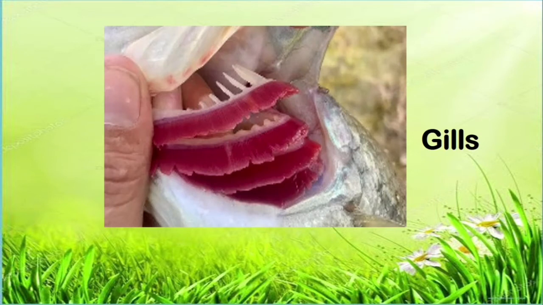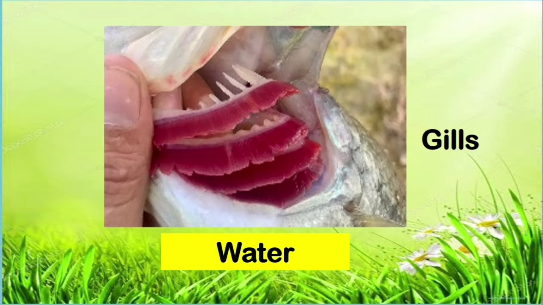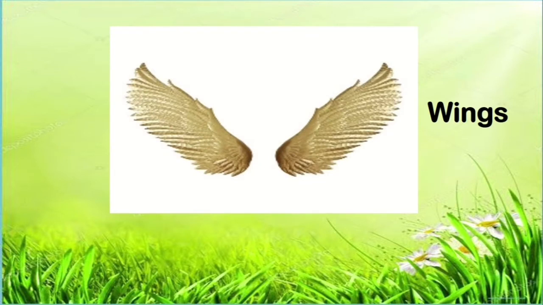Another one, it's gills. Very good. It lives in water. And the last one is wings. Well done! It lives on land. Now, you are perfectly ready for our new lesson.